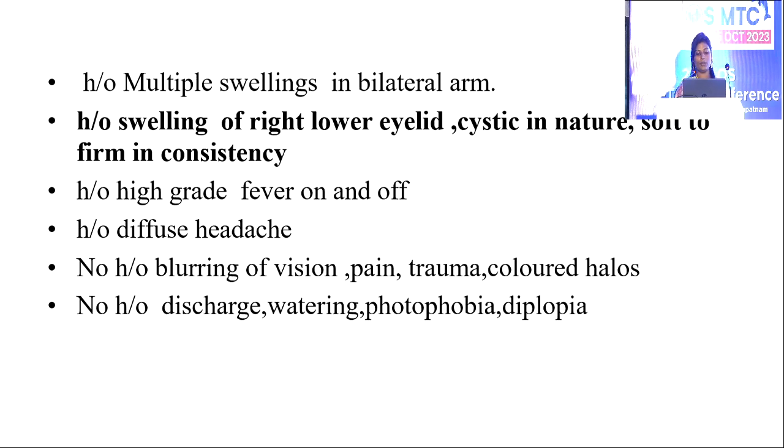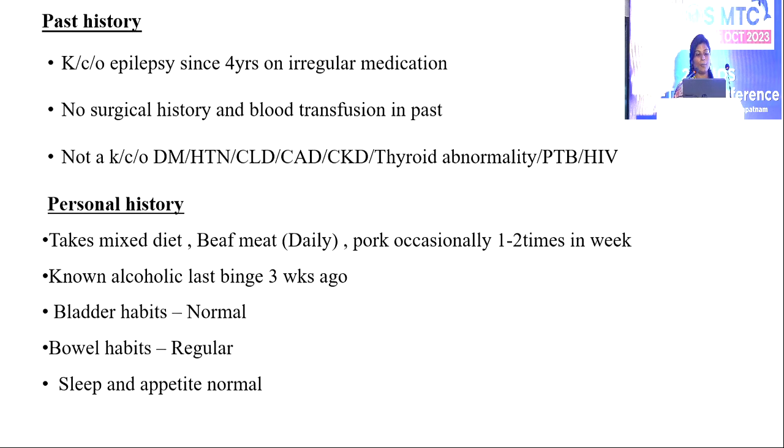History of multiple swellings in bilateral arms, history of swelling of the right lower eyelid, cystic in nature, soft to firm in consistency. History of high grade fever on and off, history of diffuse headache. No history of blurring of vision, pain, trauma, colored halos, no history of discharge, watering, photophobia, diplopia.